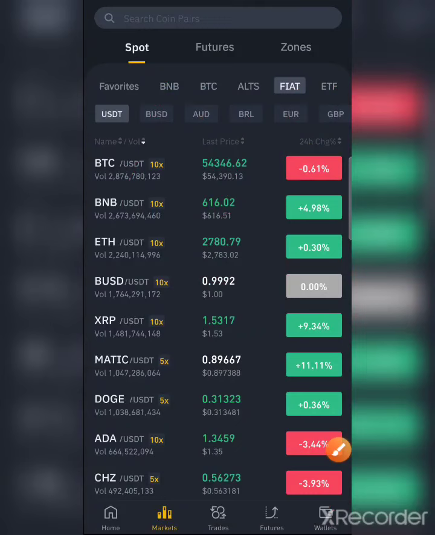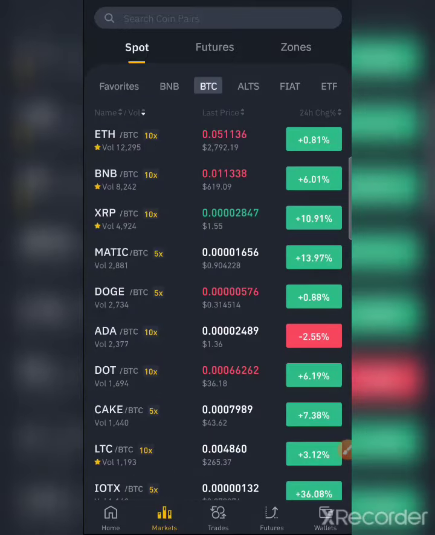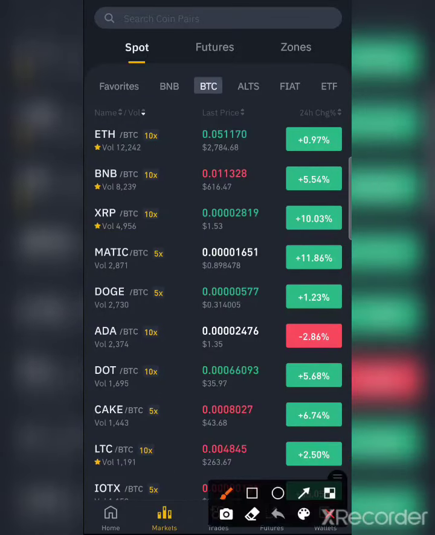Now let's say for instance you are trading with Bitcoin. Here this is a Bitcoin page. So here we have Bitcoin/Ethereum. Bitcoin is the base currency, Ethereum is the quote currency. Here now Bitcoin is the base currency, Dogecoin is the quote currency. So BTC is the base currency. That's what it is.